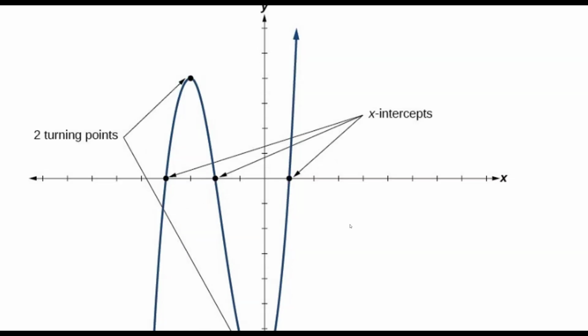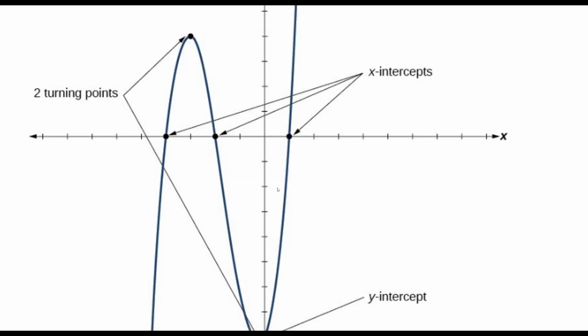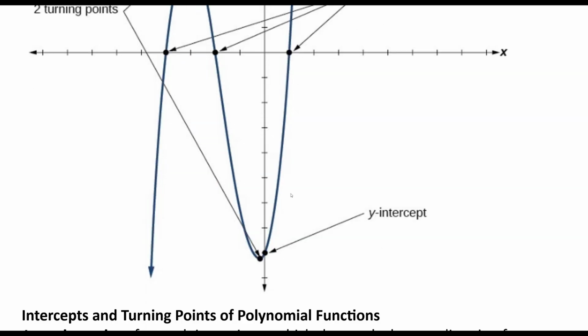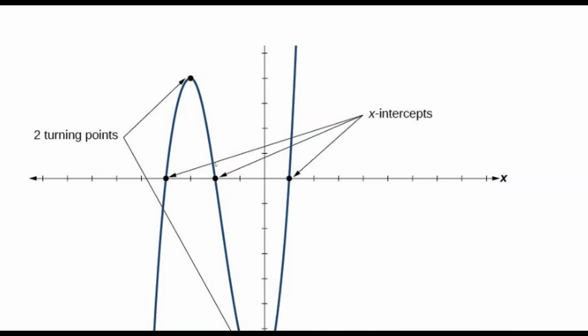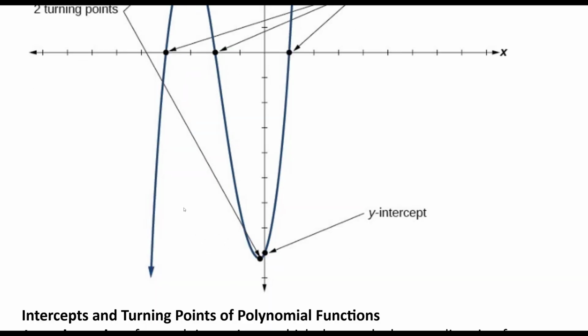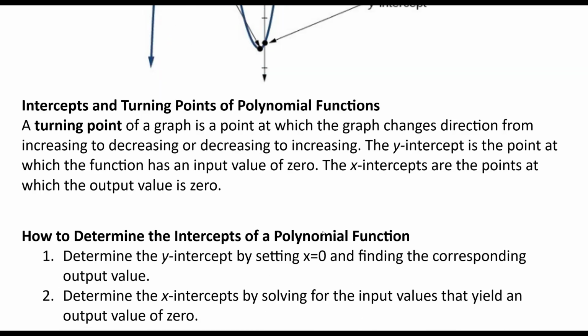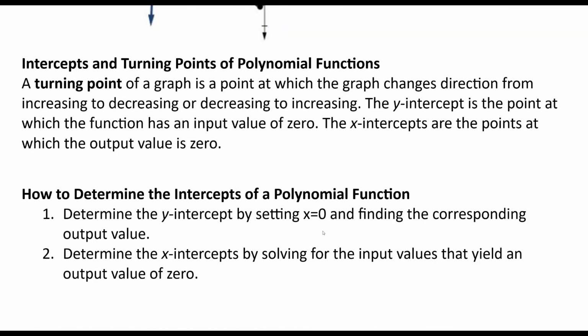The local behavior is more talking about where it's going to cross the x-axis, the x-intercepts, and turning points, where it's going to go from increasing to decreasing or decreasing to increasing. So those are these concepts known as local behavior. Local meaning it's going to be more in the middle stuff instead of the more extreme values. So, intercepts and turning points of polynomial functions.